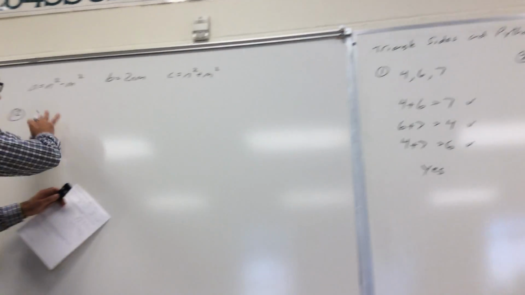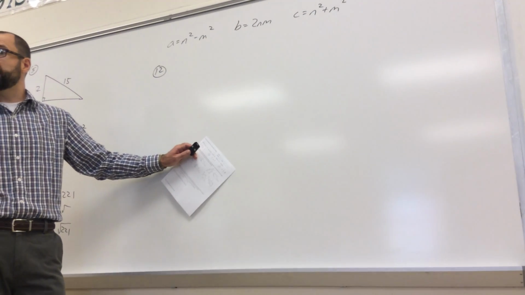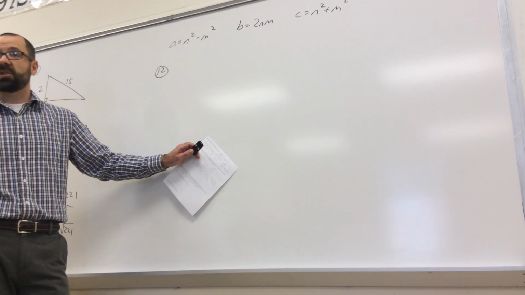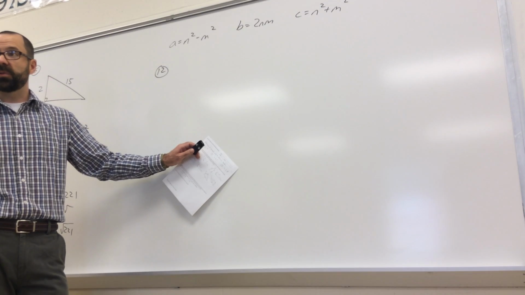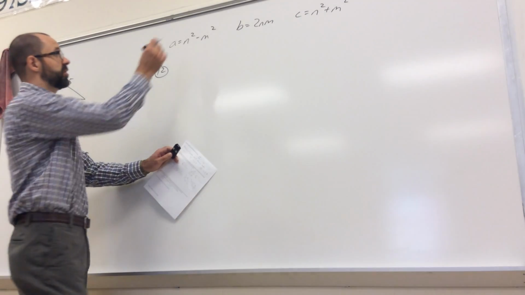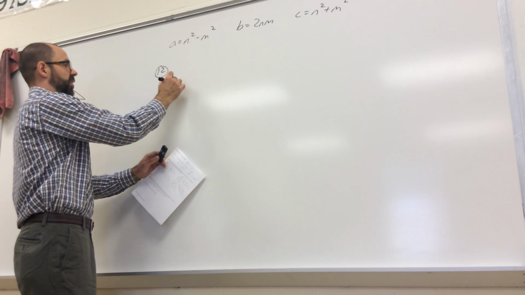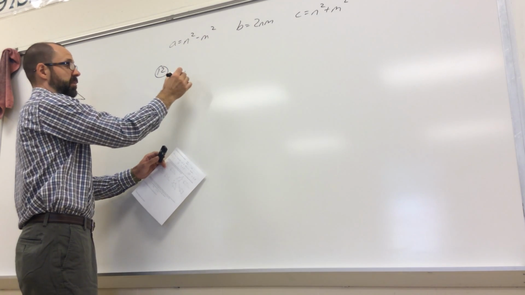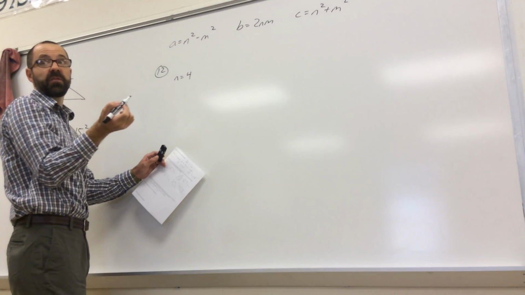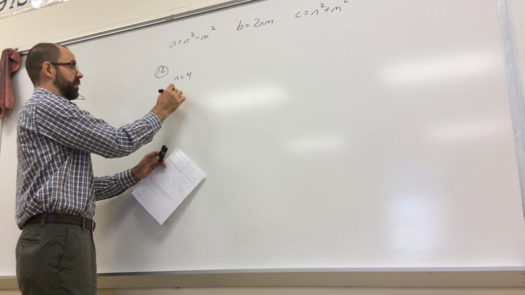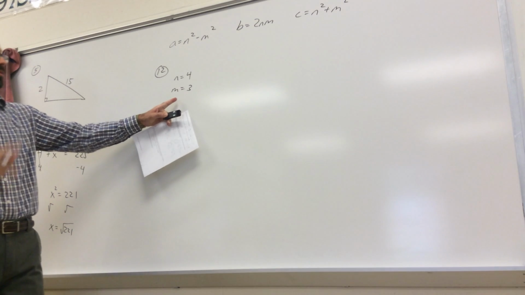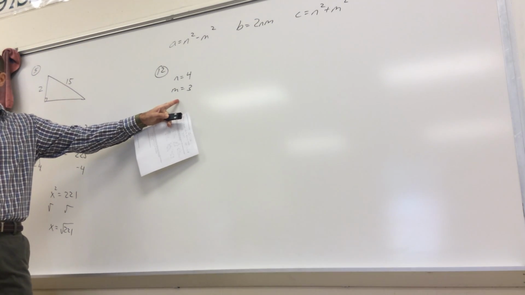Okay, so what we're doing in number 12 is we're finding a set of 3 numbers that would form a right triangle. So that's called a Pythagorean triple. And you can use this to find them. So we're just going to pick a number for n, and it doesn't matter what you pick. So I'm just going to pick 4 for n and 3 for m. So you don't need to write the formulas down, but write this down.